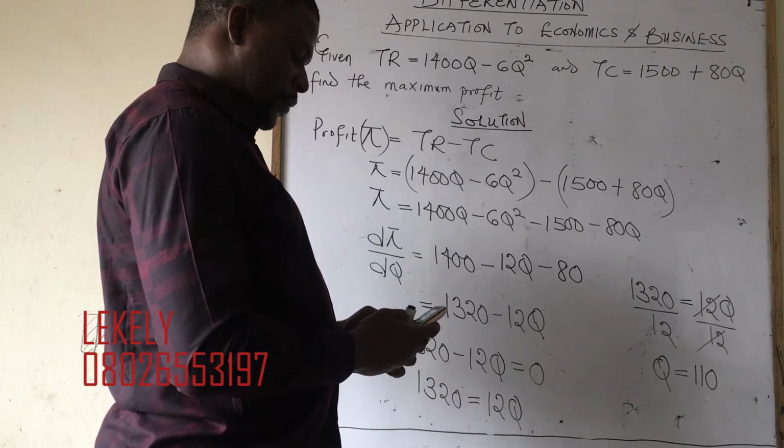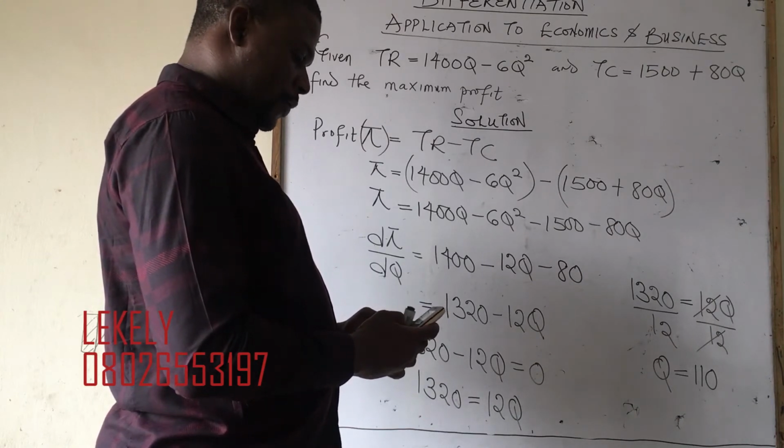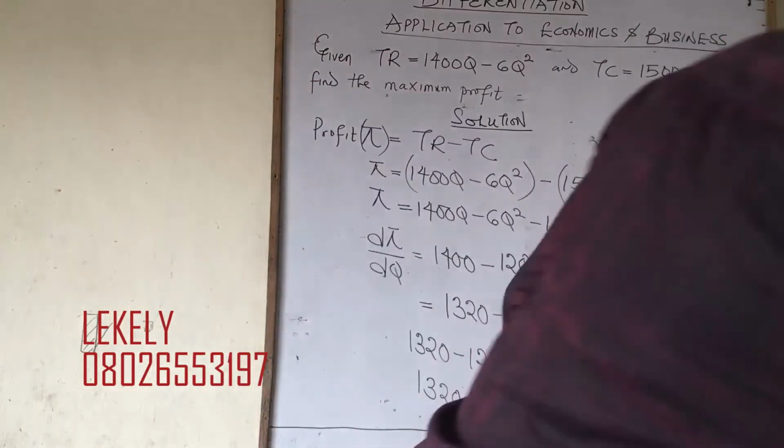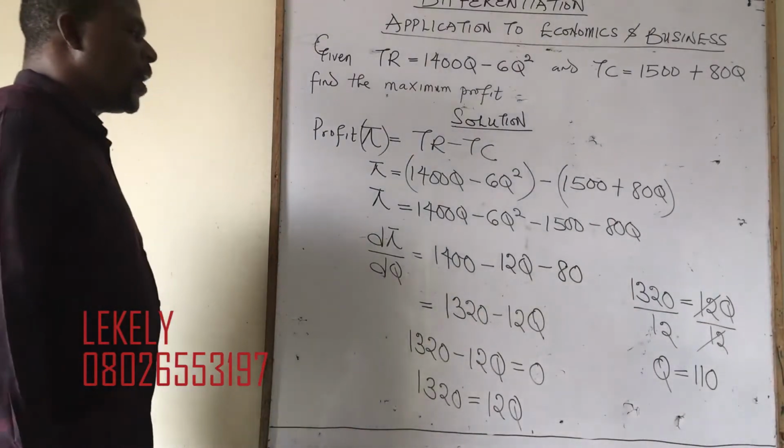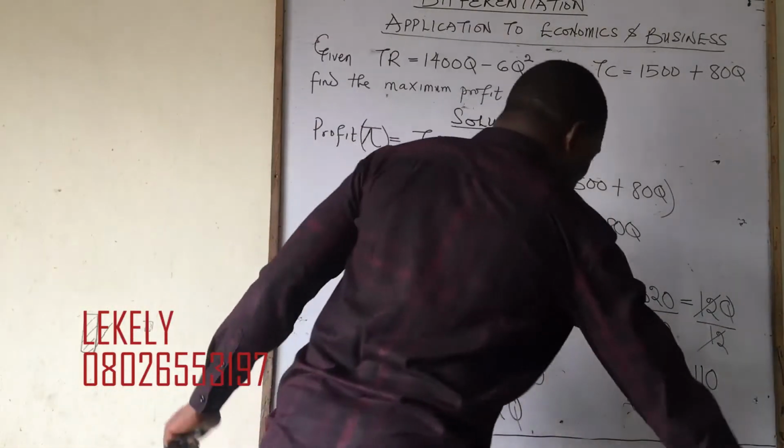1320 divided by 12. That's 110. So I'm correct, my q is 110. Now I've gotten q as 110, so let's try to get our profit.